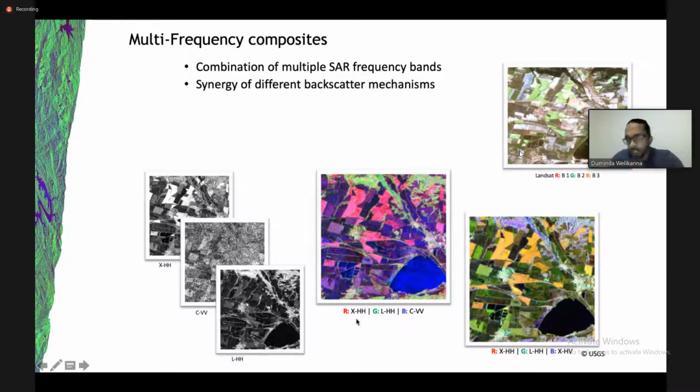Now this composite, red is X-band, green is L-band, blue is C-band. This is the composite. And if we give red X-band, green L-band, and blue the X-band again, we will see different information. See, the river, the lake is a different color in different composites. So remember, just get that now, leave everything. Composite shows us different images, satellite images, information. So depending on the combinations, we can extract different information, right?